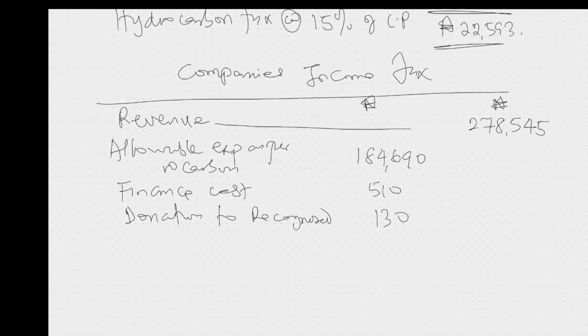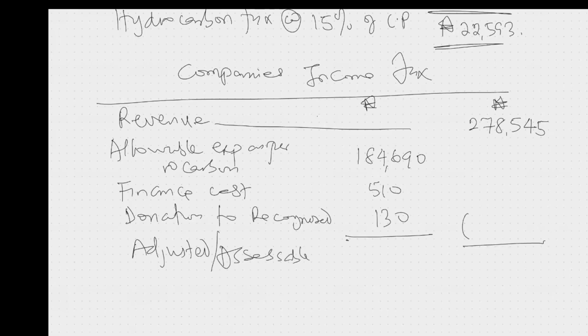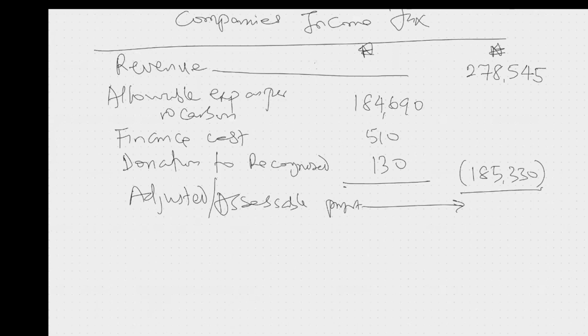So we add this together and subtract it from our adjusted, assessable profit. What do you have? 185,330. So subtract it. What do you have? 93,215.